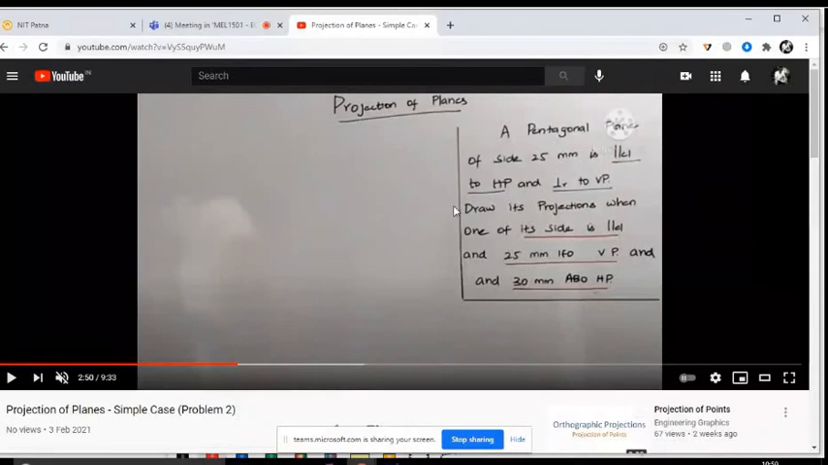Or else you take a sheet of paper and see from the front and top. Everyone try to visualize that. Take a sheet of paper. I hope you will be having a sheet of paper, right? Try to position it parallel to HP and perpendicular to VP, and just observe what you are seeing. Maybe you can do it afterwards.